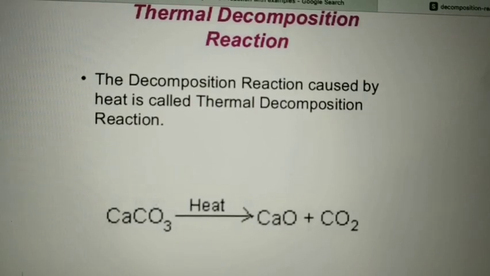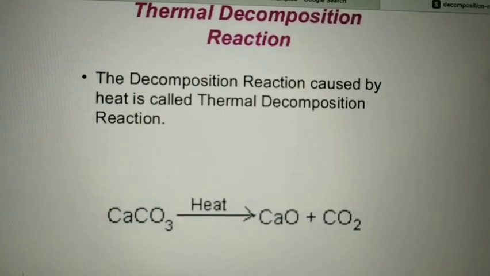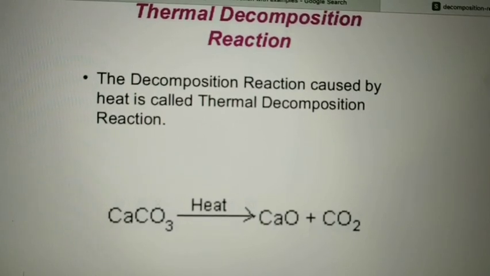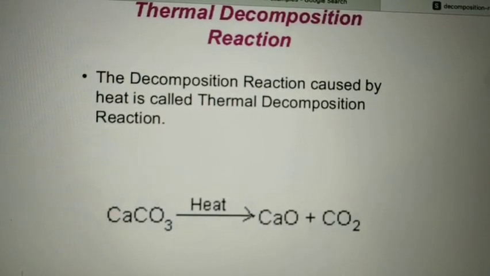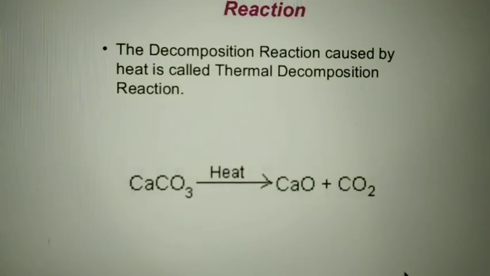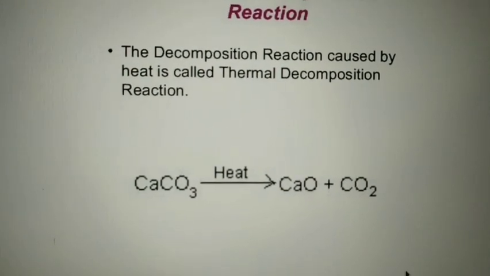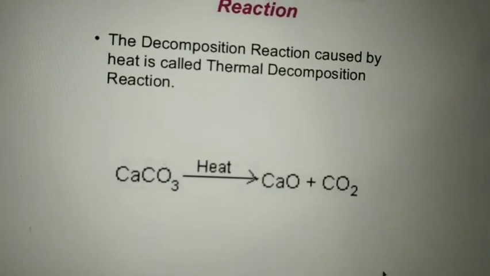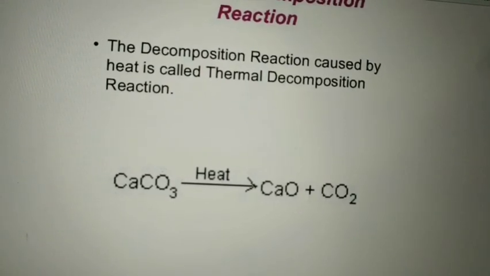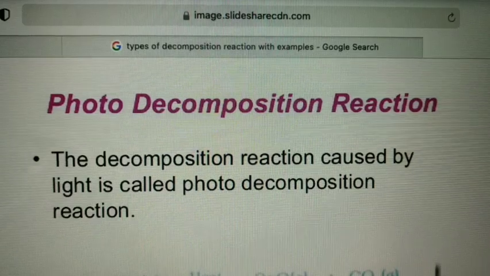More examples are given in your book. One is potassium chlorate. If you heat potassium chlorate, you will get potassium chloride and oxygen gas. And one more is ferrous sulfate, FeSO4. If you heat ferrous sulfate, you will get ferric oxide, that is Fe2O3, and sulfur dioxide gas and sulfur trioxide gas, that is SO2 and SO3. So oxides of sulfur, the smell of burning sulfur, you will get. Right. So this is an example of thermal decomposition reaction.